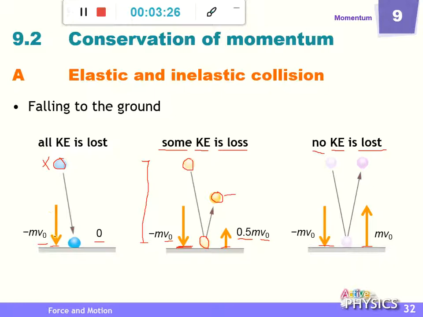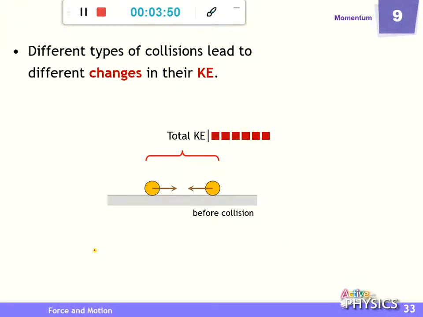And how about this? Initially, just before the collision, we have this speed. It means that KE is non-zero. But after the collision, the final speed will be 0. It means that we haven't any kinetic energy. In this case, all the energy is lost. Lost, but what's the energy? It is the kinetic energy. Because here we have three different kinds of situation, we will distinguish them into different collisions. Now look at this, different types of collisions. The last three lead to different changes in kinetic energy.